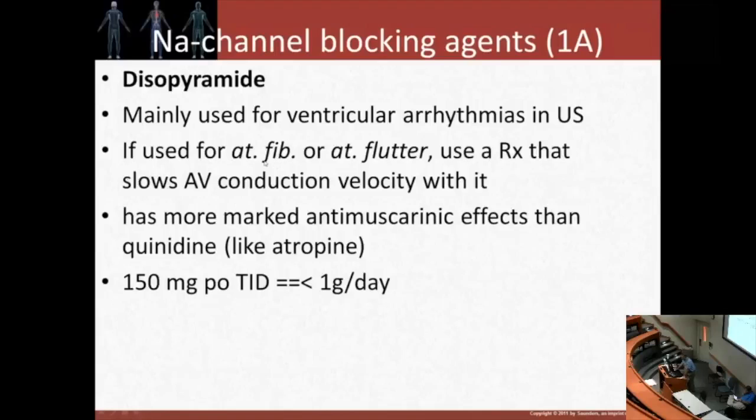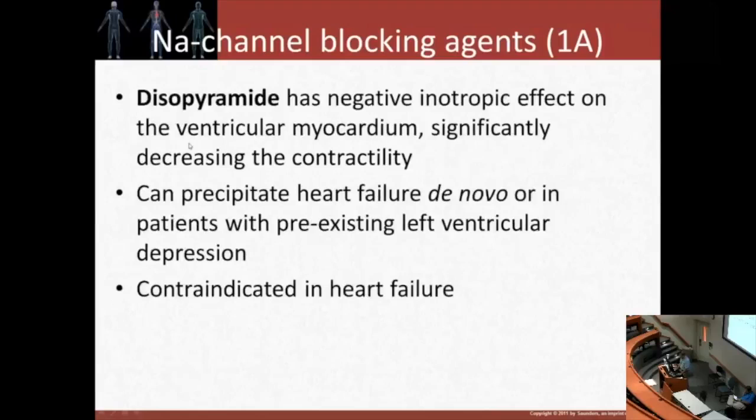If it's used for an atrial type of arrhythmia, you have to use a drug that slows the AV conduction velocity with it, which we'll talk about shortly. There's also anti-muscarinic effects, much more so than quinidine, so it starts to behave like atropine, and the dose guideline is listed there. So a lot of different nuances to some of these drugs.